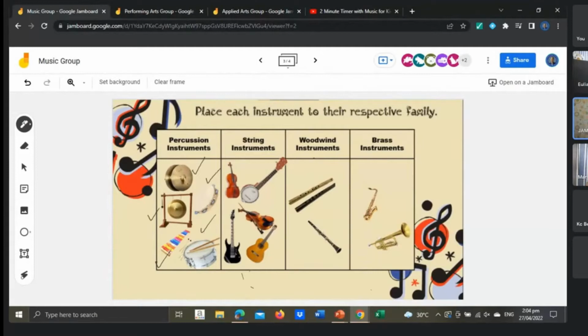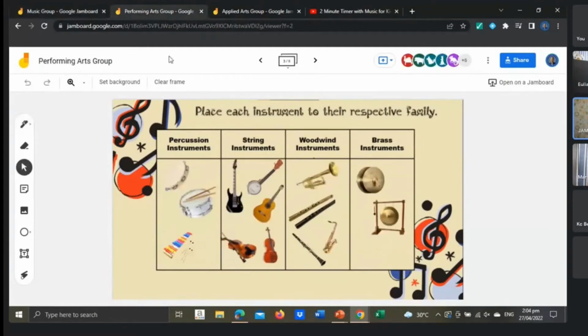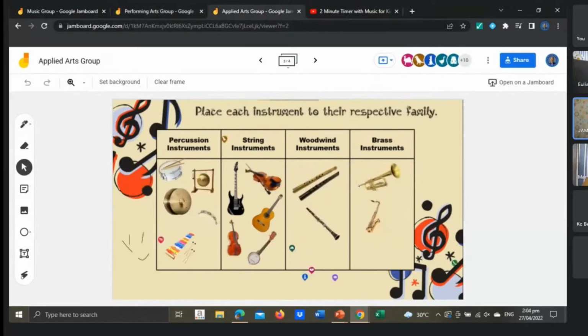Let's see the other groups. Let's have the performing arts group. The performing arts group only has 3 instruments under the percussion instruments. We have here tambourine, drums, and xylophone. This is correct. How about the applied arts? We have here 5 instruments: drums, gong, cymbals, tambourine, and xylophone. So this is also correct.